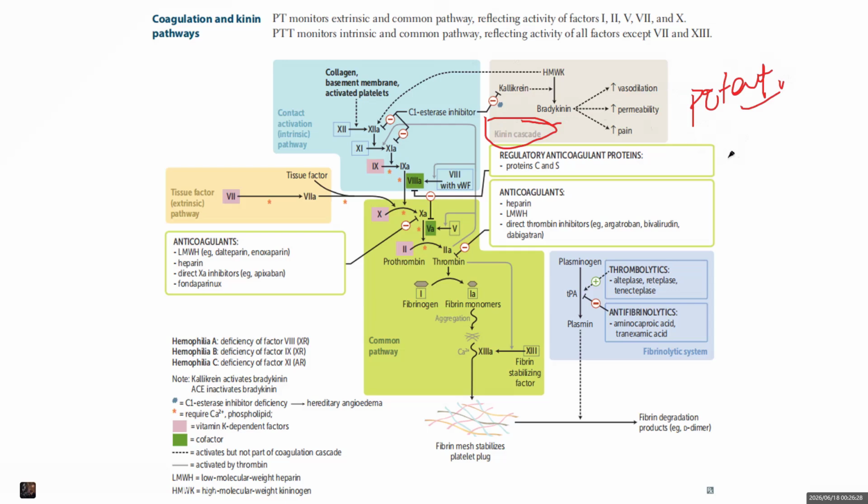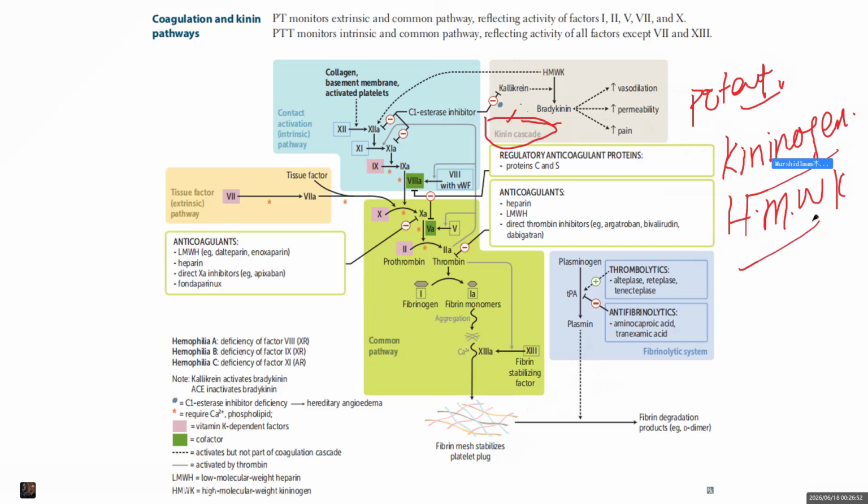One of the key components of this kinin cascade is kininogen. This kininogen is the high molecular weight kininogen, HMWK. This is one of the factors, and it is the substrate that gets cleaved to release the bradykinin.